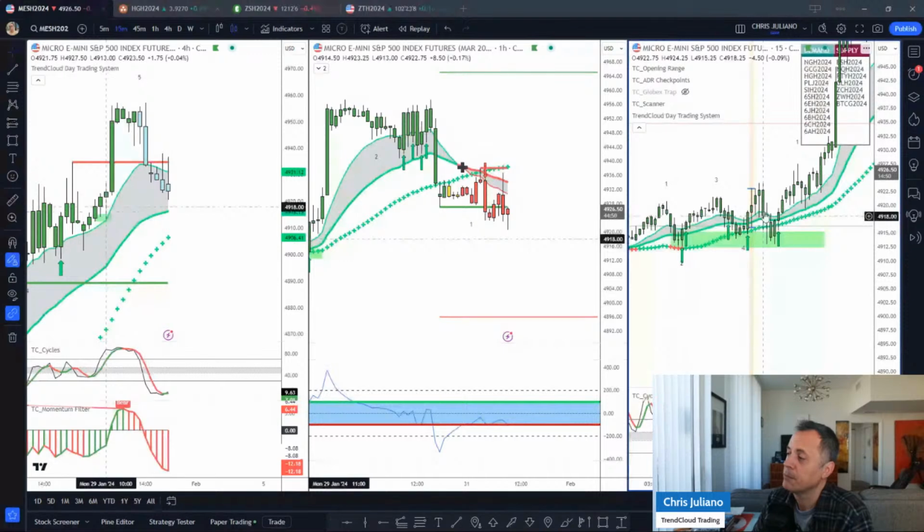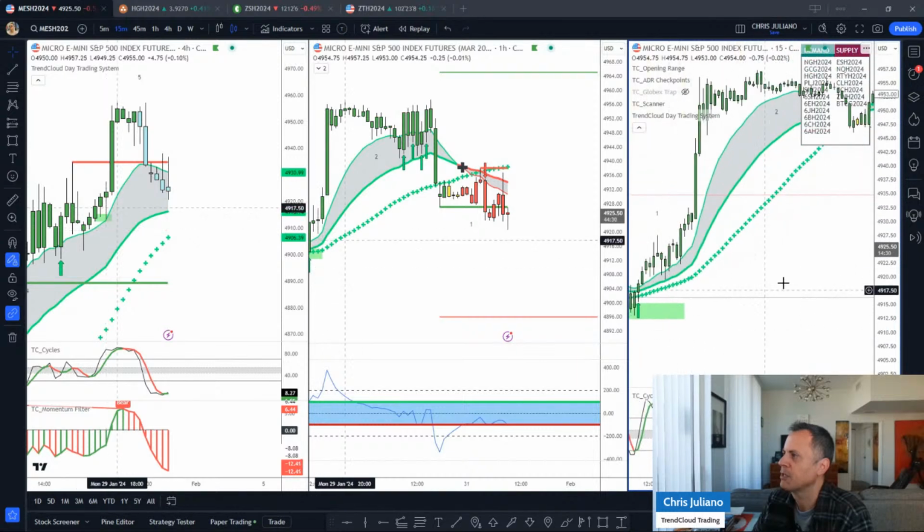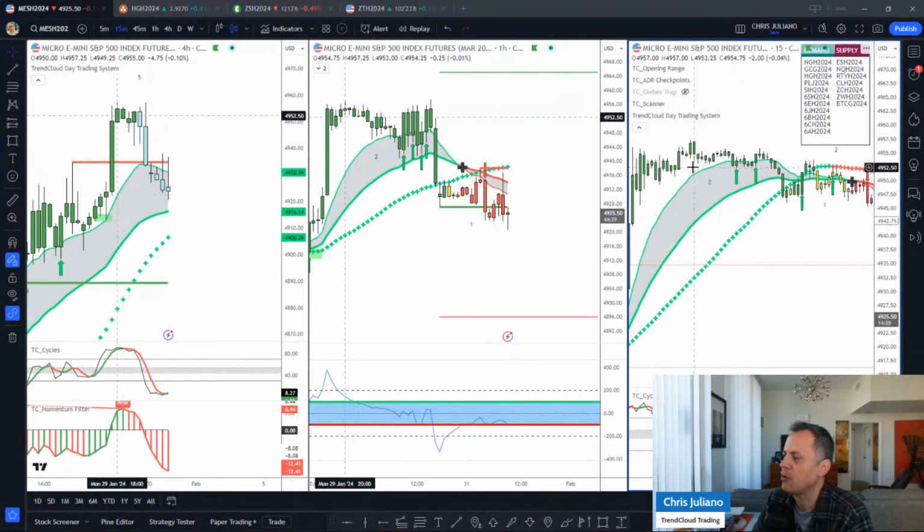On the breakout, right? Opening range, we had a demand zone, momentum and trend were to the upside. And so what happened? It pulled back into that demand zone right here and made a really nice move. It made a move all the way back up to the curve zone.